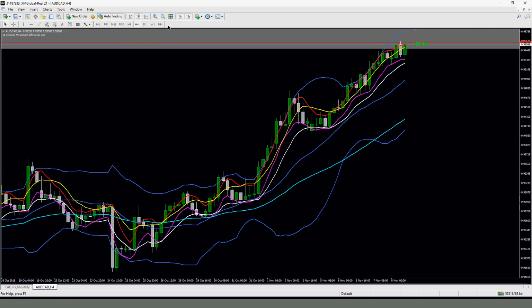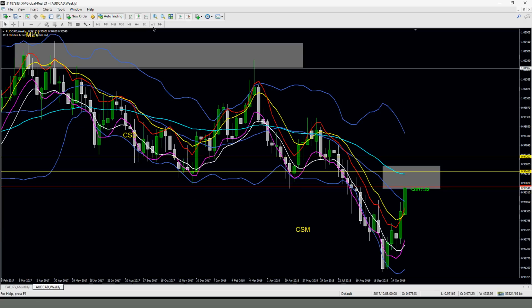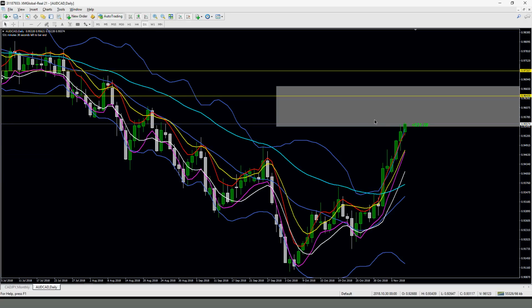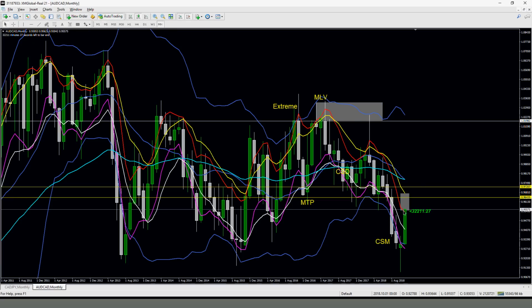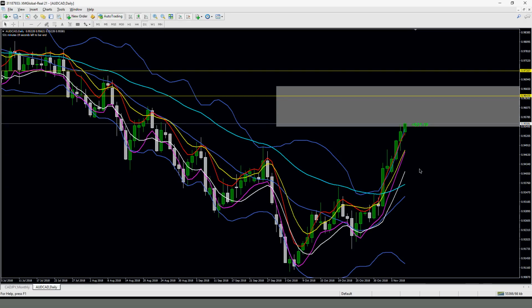So in order for you to sell on monthly, you need to have at least an extreme on weekly, and obviously, to be a lot safer, I would prefer an MLV or a double extreme at the daily, because the time frame of the re-entry, this is what we call the first time frame, and weekly should be the second time frame, and daily should be the third time frame.